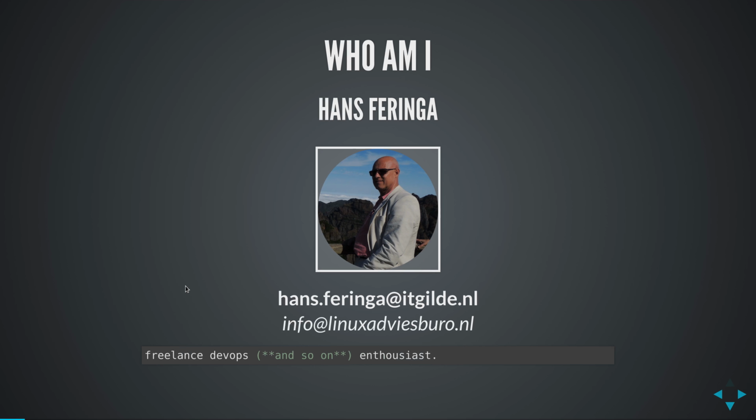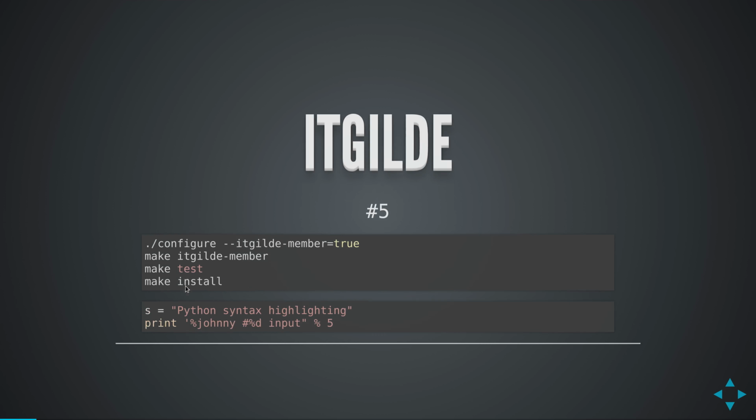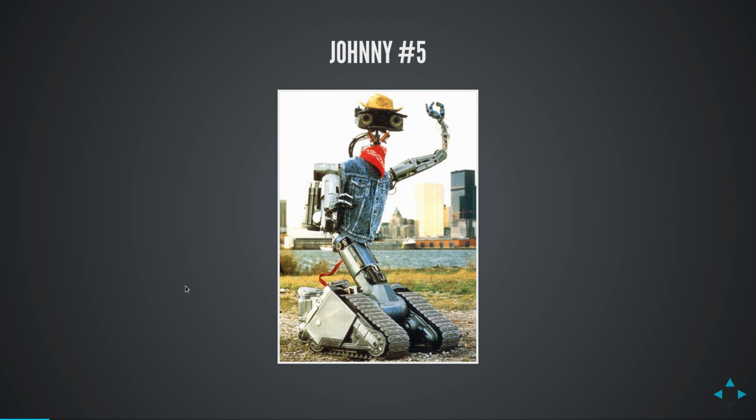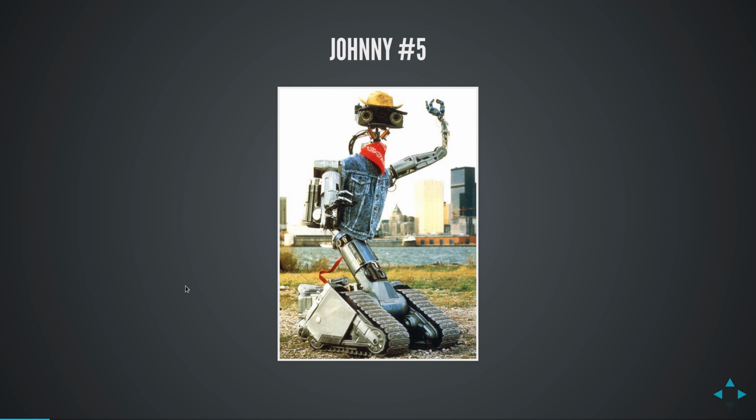Who am I? My name is Hans Veringa and I'm a freelancer. I'm a member of ITGilde. I joined ITGilde in October 2014 and I was assigned the member number of 5. That made me think about this guy, Johnny number 5, input.